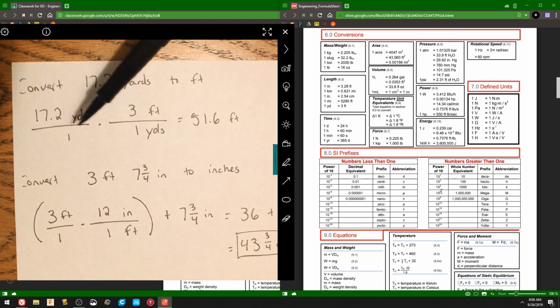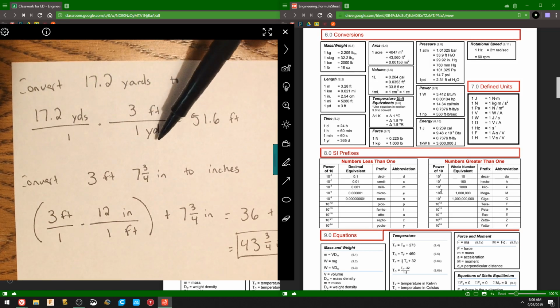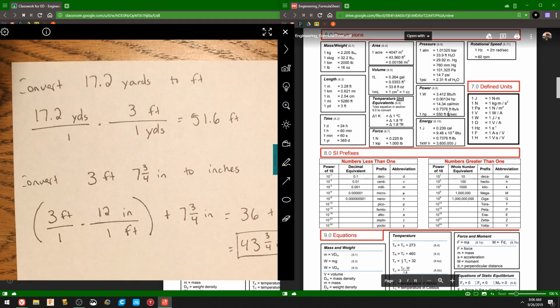If I'm given that there are 17.2 yards and it's wanting me to convert to feet, I have to figure out from yards to feet. So I have, again, given, desired, given. I'm trying to get to feet, I'm given yards. So how many feet are in 1 yard? Obviously it's 3, but if you look at the little chart on your right over here, over in length you have 1 yard equals 3 feet, okay? That's where it comes into play. So I know that there's, again, 1 yard in 3 feet. I can then multiply across the numerator.